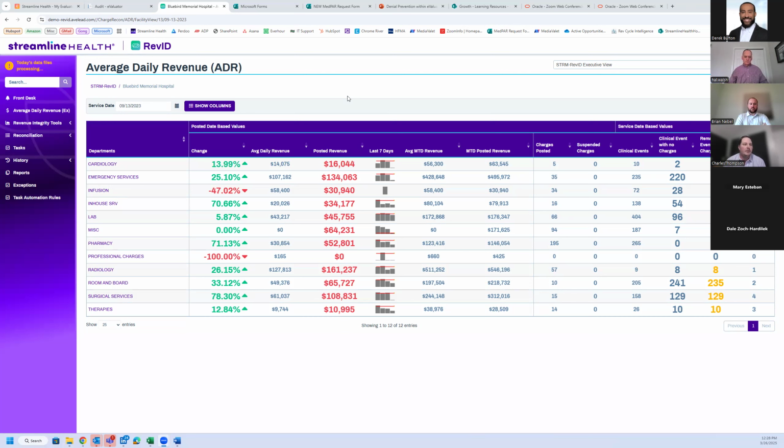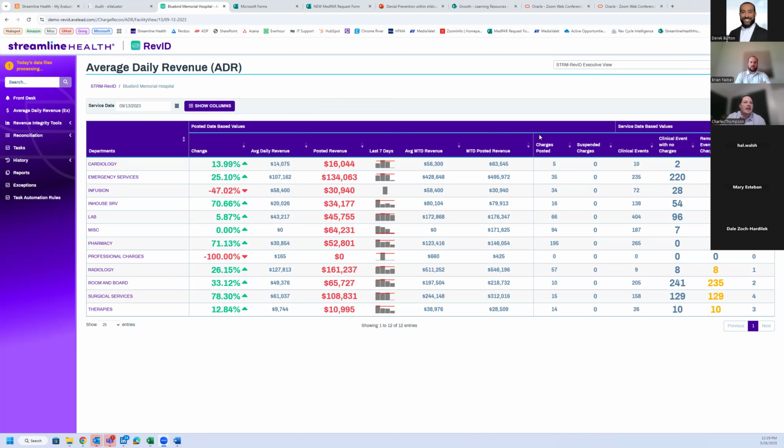Right away, as the leader of Bluebird Memorial Hospital, my demo system here, I can see we use the stoplight colors, red, green, and yellow. I can easily see how my departments are doing compared to what I expect them to be doing. At first glance, you could easily draw your attention to the infusion clinic and professional charges here, where we have posted about 50% less revenue than expected for the infusion department and 100% less than expected for professional charges. So right away, I know that I probably have opportunities in these departments where there could be some missing charges that need to be accounted for and corrected.